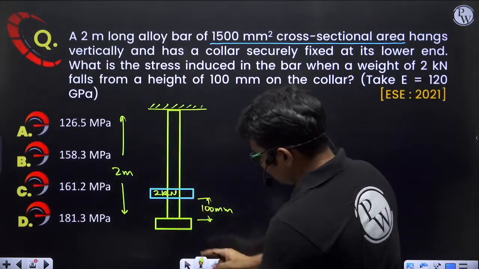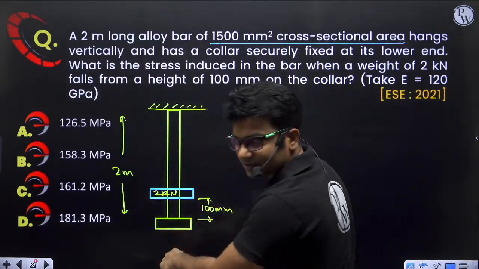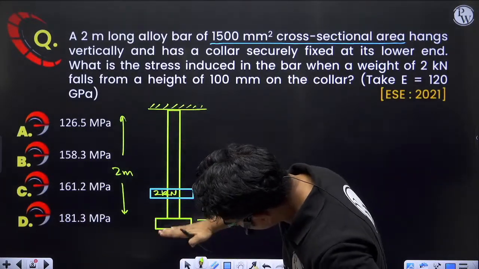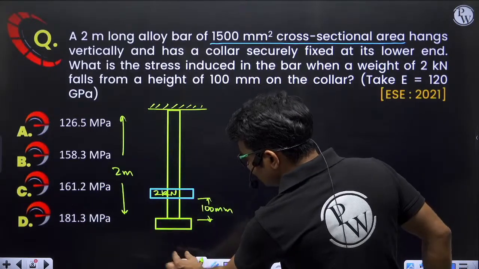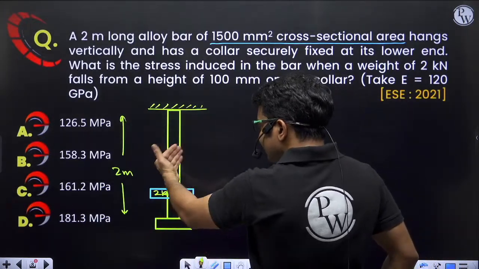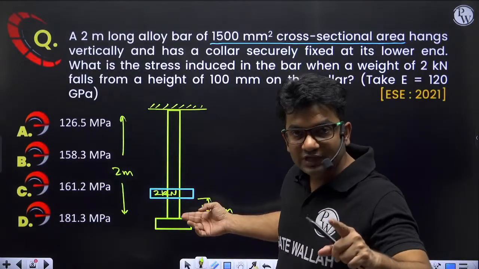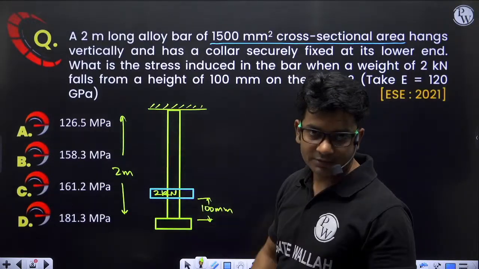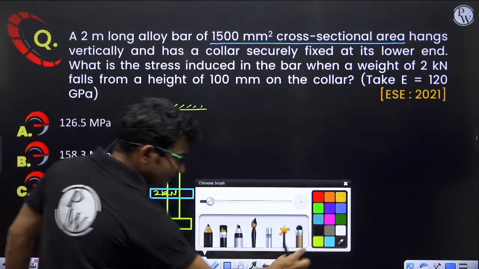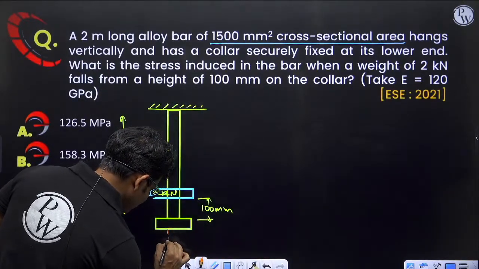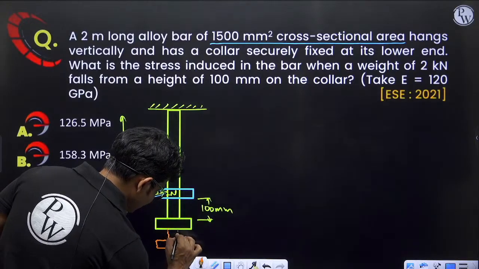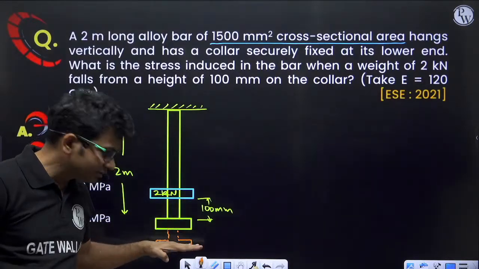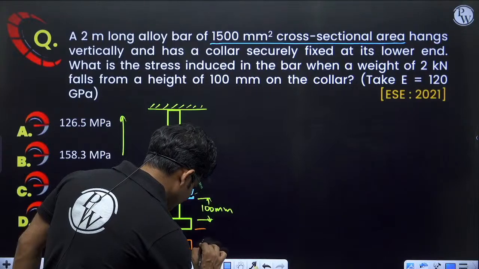When it hits this, there is a sudden applied stress on the bar, and because of that the length of the bar will increase. Due to the increase in length, it will store strain energy. The entire potential energy will be converted into the strain energy stored in the bar. After some time the elongation will stop. It will elongate to the maximum extent. Let us say this elongation is delta.